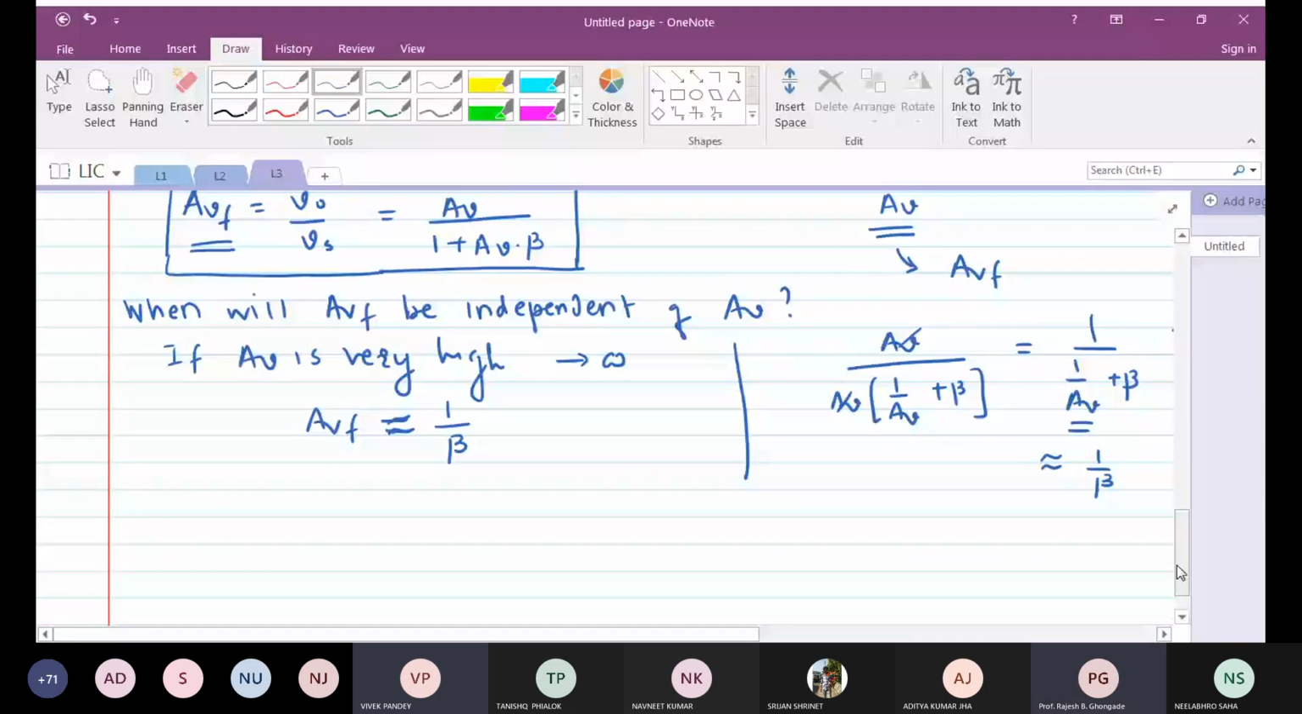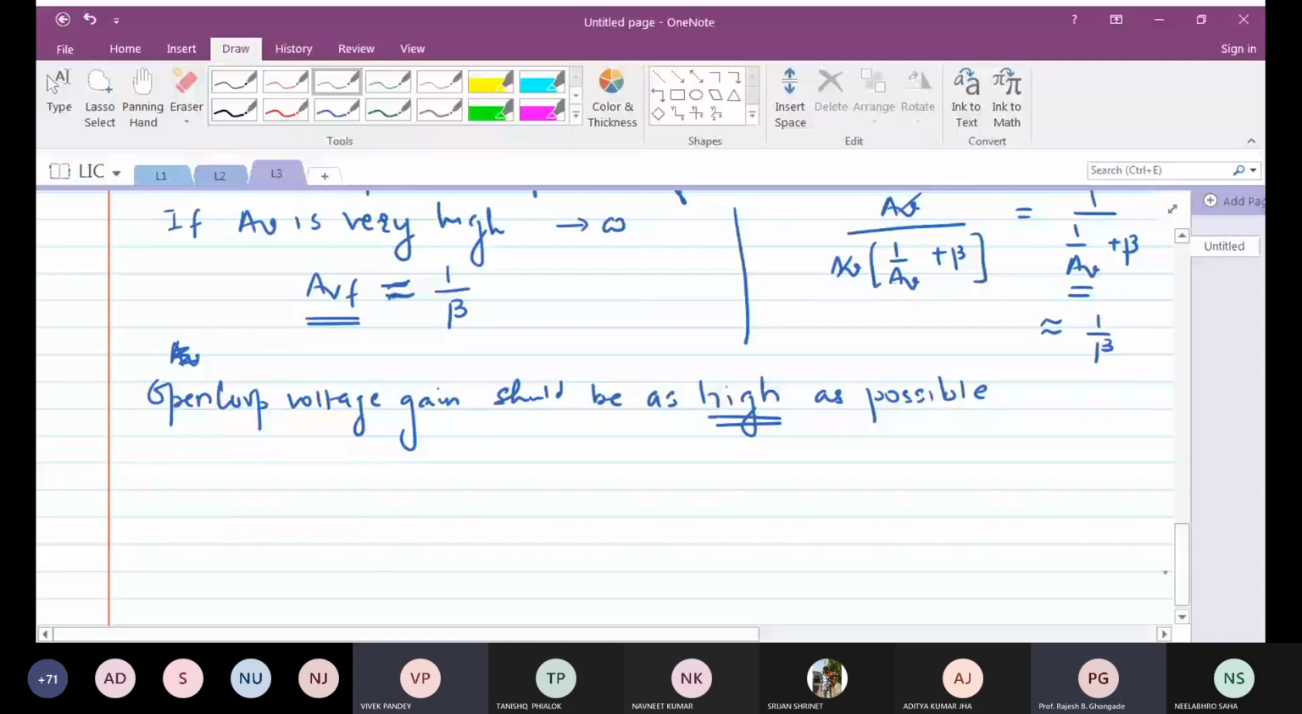Guys, have you understood this? So what is the requirement that my closed loop gain is independent of AV? Just to make sure that the open loop voltage gain should be as high as possible. This is very important.